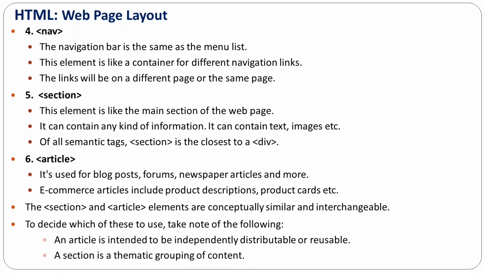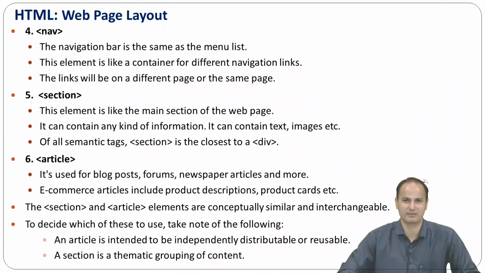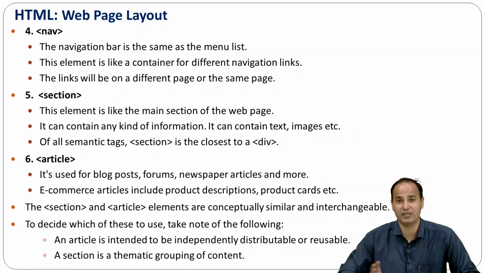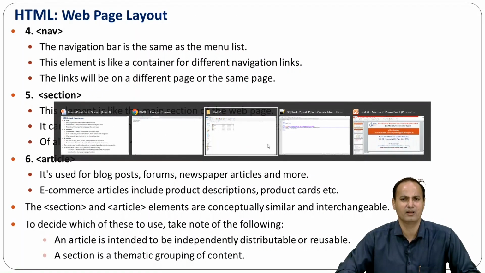Moving next is the navigation element. The navigation bar is the same as a menu list. This element is like a container for different navigation links. The link will be on a different page or on the same page. So the navigation tag or element helps us to navigate between different web pages in a website. Let's understand the navigation element using an example.